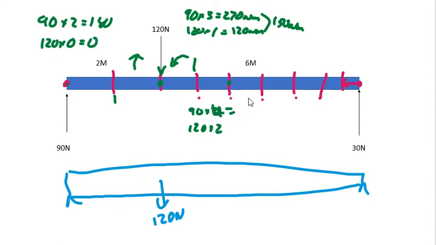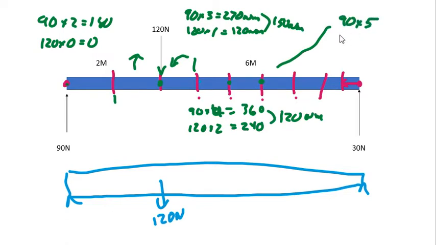I should be able to do this in my head, but 90 times 4 is going to be 360, minus 240. It's going to work out to be 120 newton meters. And then I do the next one. I'll do it over here. 90 times 5 and 120 times 3.